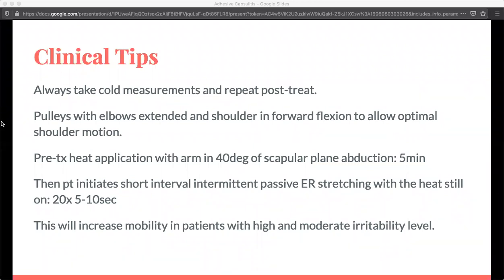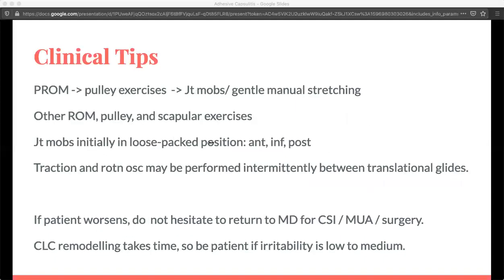irritability levels. So high and moderate irritability level patients will show a greater change in cold measurements versus post-treat measurements because their muscles are relaxing more, and the pain is going down more. So you'll see a bigger change in those patients. Patients who have low irritability, you will not see a big change, which is fine because they don't care anyway. Okay.